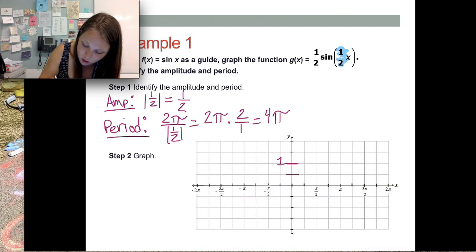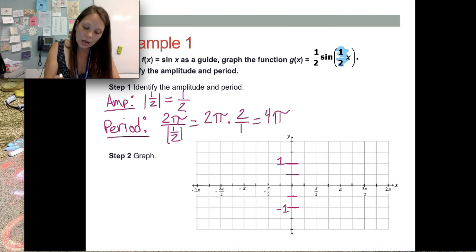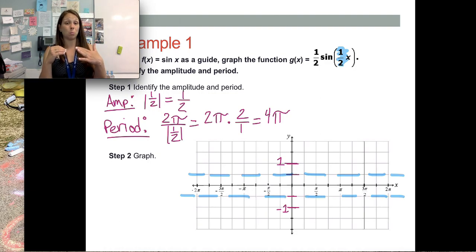So this would be 1, -1. Okay, so each tick mark is a half. So I'm going from -1 to 1, and I like to draw in a highlighted dashed mark to remind myself that when I go to graph this function, I'm going to be bounded by this amplitude. So none of my points should go above or below these blue dashed lines I have drawn in based upon the amplitude. From here, we're going to go through and draw in the period.